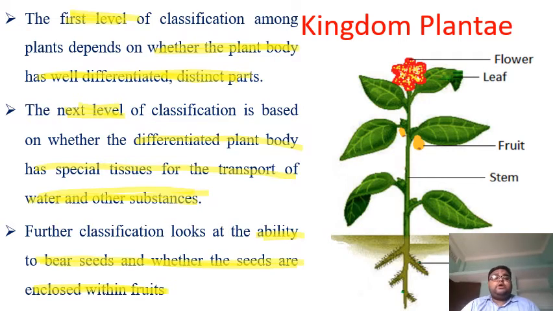Now, in the second level, what will we see? We will see whether or not the differentiated plant body has special tissues for transport of water and other substances. Okay, students. Now, when we look at the further classification, we will see whether or not the plants have the ability to bear seeds and whether the seeds are enclosed within the fruits. Okay, students. So this will be the basis upon which the kingdom Plantae will be classified.